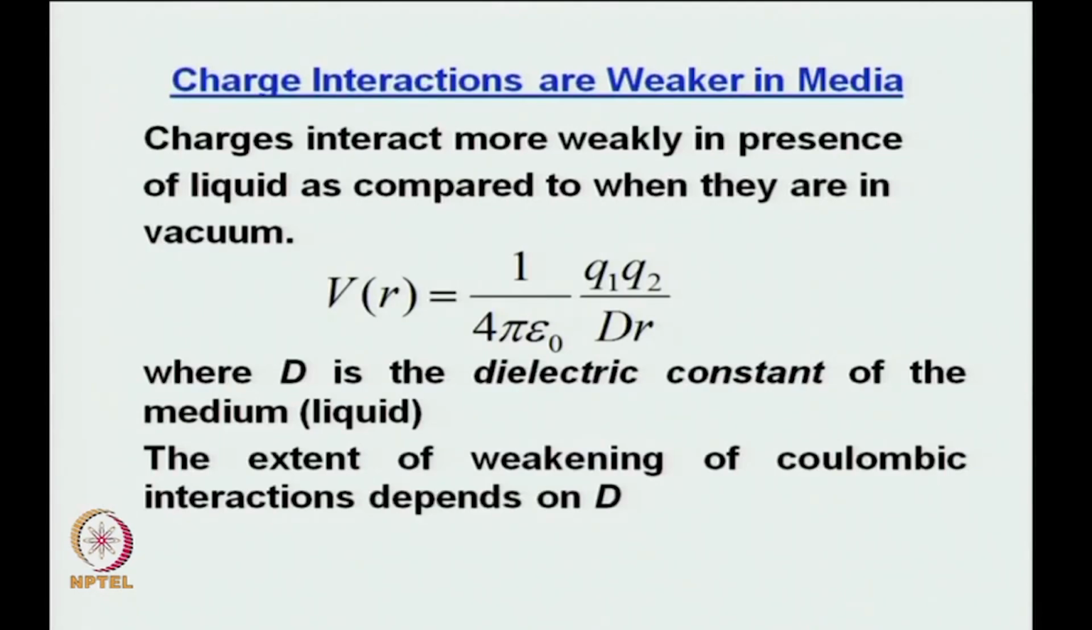In the presence of a liquid of a certain dielectric constant D, they interact in the form of this equation, where V of r is equal to 1 by 4 pi epsilon 0, this is the constant which we encountered in the previous equation too. Q1 Q2, the product of the two charges, is in the numerator. R again is the distance, but now we have another term in the denominator. What is that? It is D, the dielectric constant of that respective liquid or solvent. That means this D is modulating the extent of interaction between these two charges. Okay. So, as we just said, this extent of weakening of the Coulombic interactions will depend upon the dielectric constant.